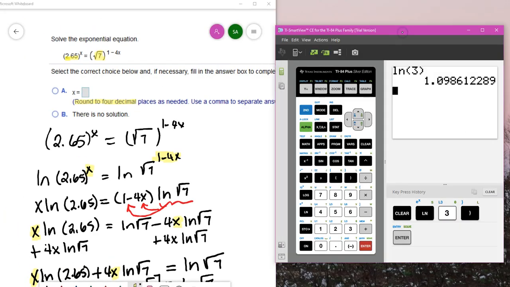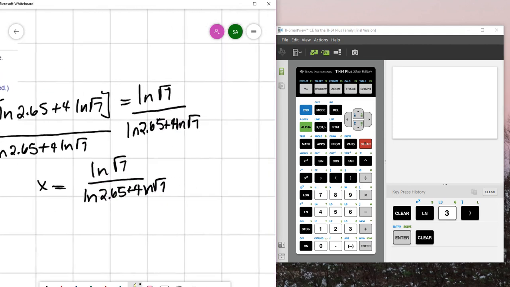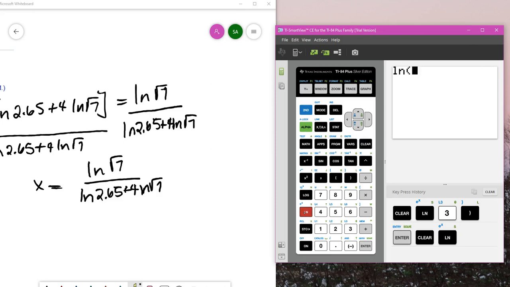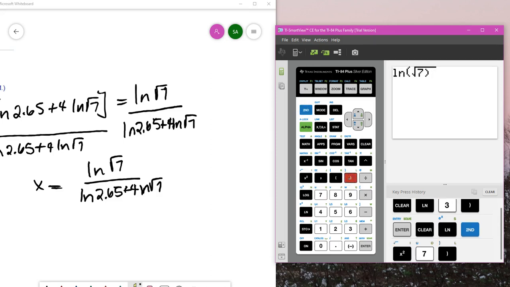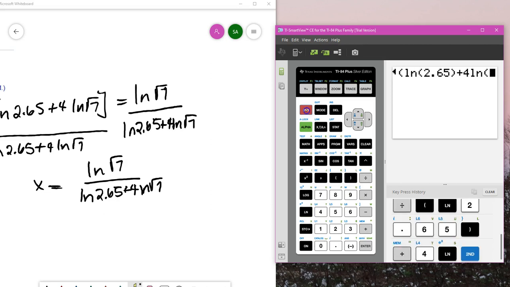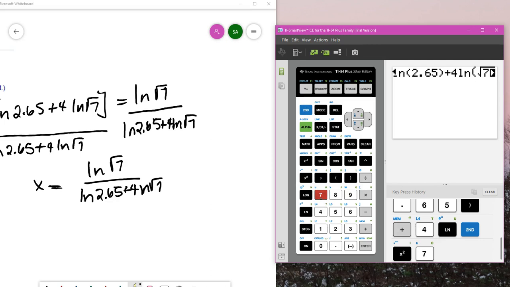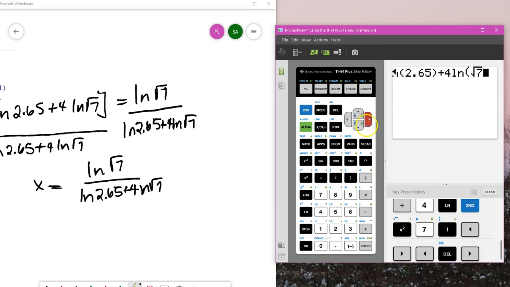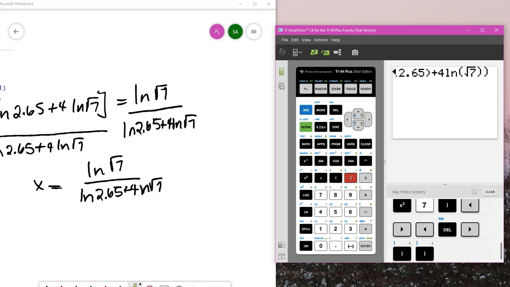So let me get my calculator and try to type this out. I'm going to type natural log square root 7 divided by, I need parentheses around my denominator, natural log of 2.65 plus 4 natural log square root 7, close parentheses. Well, let me delete that. I want to move my arrow. Oops. Let's delete. Move my arrow to close parentheses for the log and close my parentheses for the denominator.